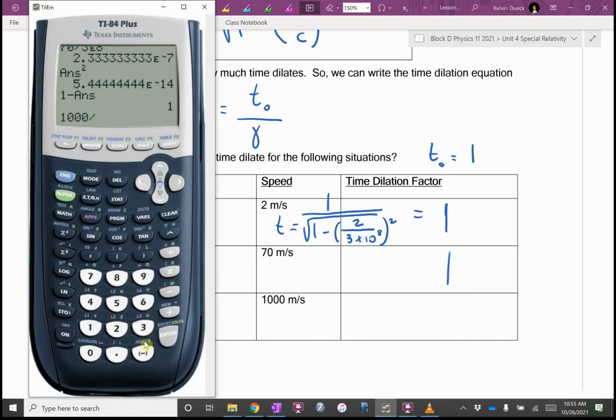1,000 divided by 3, scientific notation button 8. Oh, wrong button, Mr. Duke. Scientific notation button 8. Squared. 1 minus that. Uh-oh.